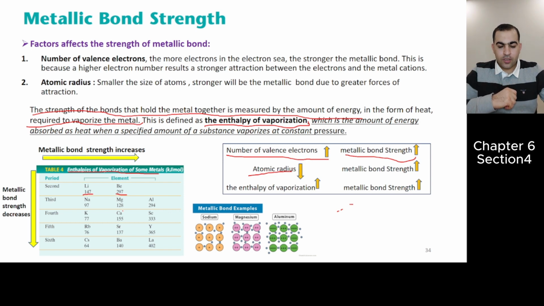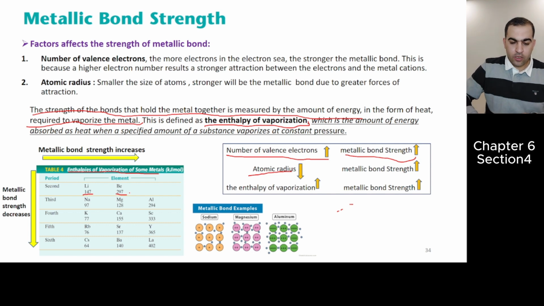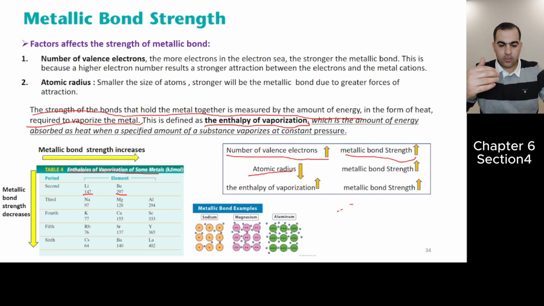So when the size decreases, what happens? Metallic bond strength increases. There's another factor too. Across the period, lithium has 1 valence electron, beryllium has 2 valence electrons. So when there are more electrons in the electron sea, the attraction is stronger, as I explained, between electrons and metal atoms. Beryllium has 2 valence electrons, lithium atoms have 1 valence electron. So more electrons in the electron sea, stronger is the metallic bond.